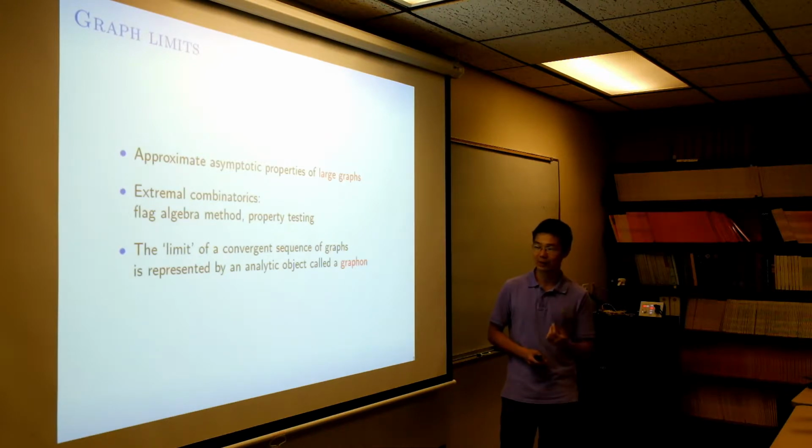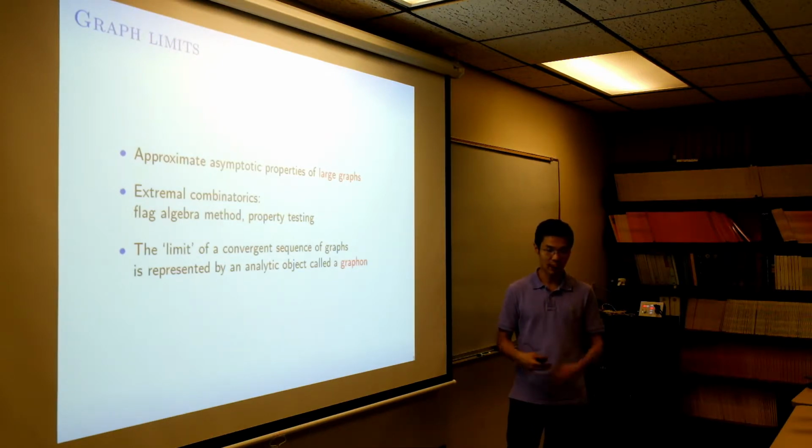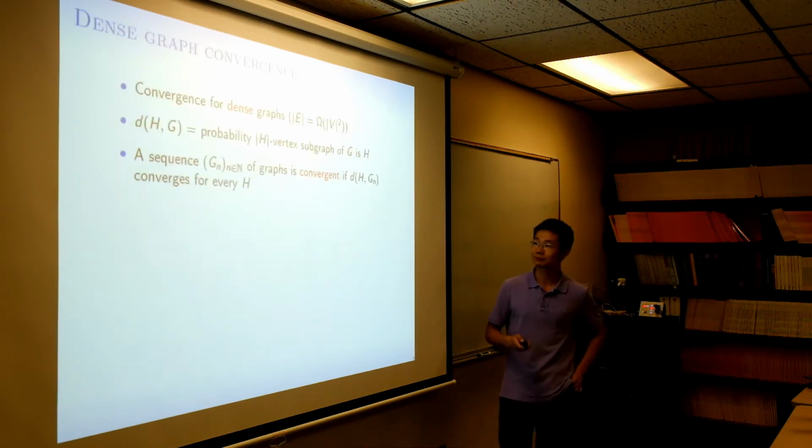And why do we want to study that? Because it will be analytic. A graph is a combinatorial object, right? So it is discrete. But if you study the limit object, it will be an analytic object, and you can use tools from analysis to study it, which in turn will give you asymptotic properties of the graphs. So you have more tools to play with. That's why we want to study that.